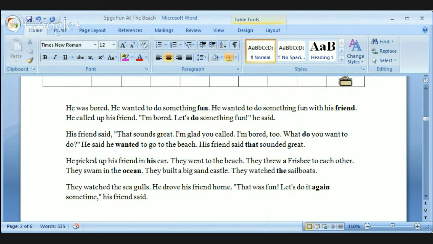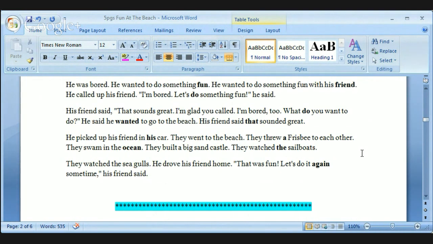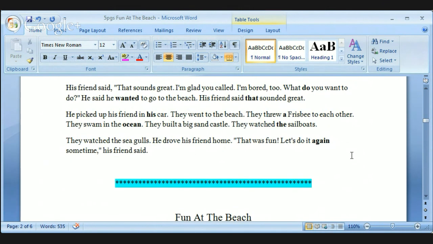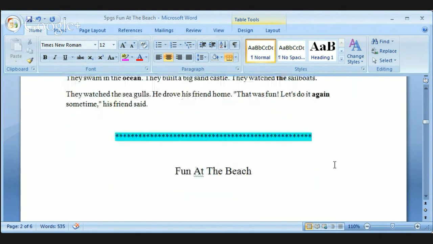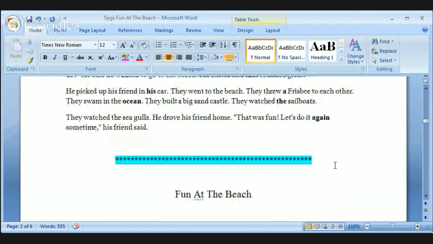He said he wanted to go to the beach. His friend said that sounded great. He picked up his friend in his car. They went to the beach. They threw a frisbee to each other. They swam in the ocean. They built a big sandcastle. They watched the sailboats. They watched the seagull. He drove his friend home. That was fun. Let's do it again sometime, his friend said.